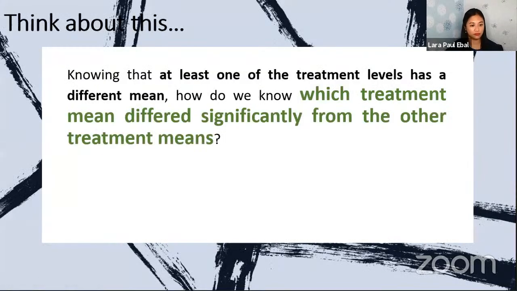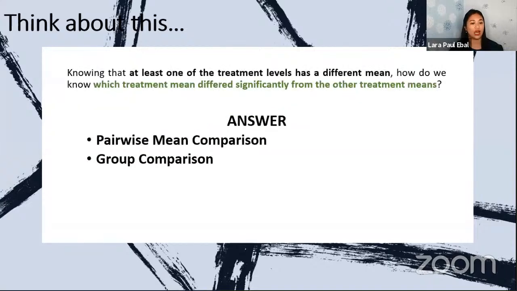Now think about this. Knowing that at least one of the treatment levels has a different mean, how do we know which treatment mean differed significantly from the other treatment means? Meaning, how do we know which level or which group is different from the rest? So anong level, anong group yon? So the answer is by using pairwise mean comparison or group comparison.